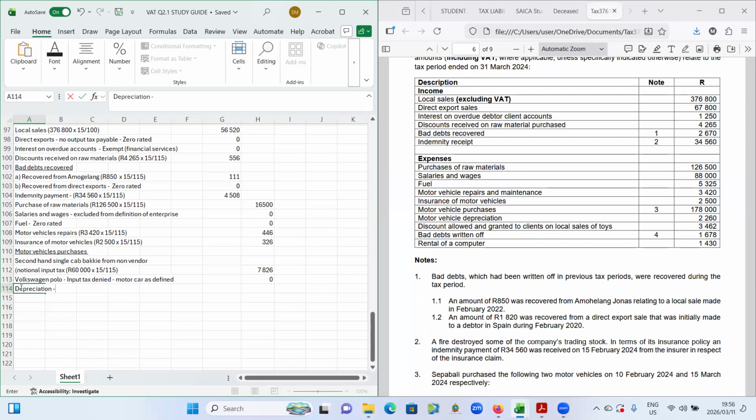What are the VAT implications on depreciation? Forget the tax allowance. That's cash. What is that? Depreciation is not cash. Yes, it's an accounting entry. This one is just an accounting entry, and therefore we said it's not a supply. It's just an accounting entry on the statement.